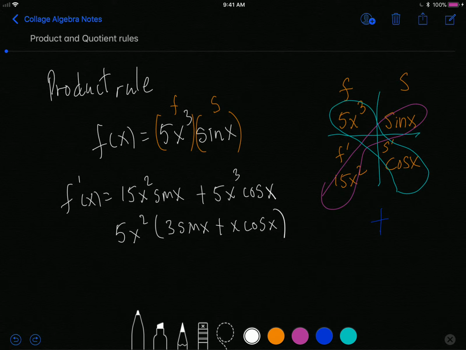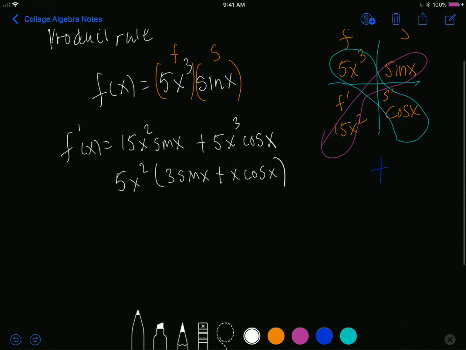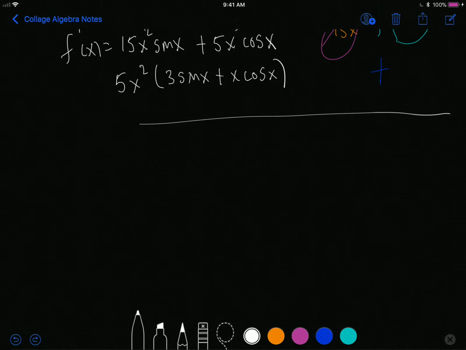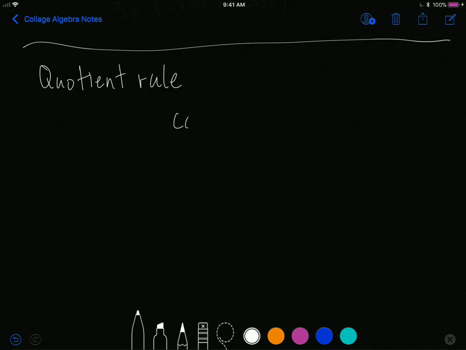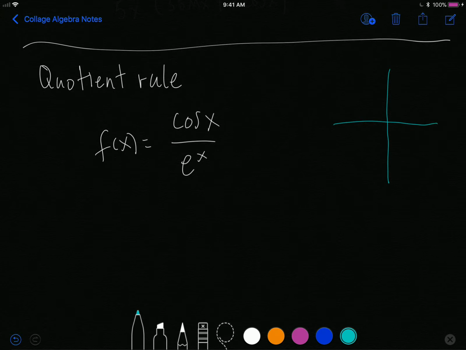The quotient rule is used when, instead of multiplying, you have a division. So let's say, for example, I have cosine of x being divided by e to the x, and I am trying to find the derivative. So let's go, f of x equals. Again, you use exactly the same graphic organizer. Your little box right here, your little box right here.